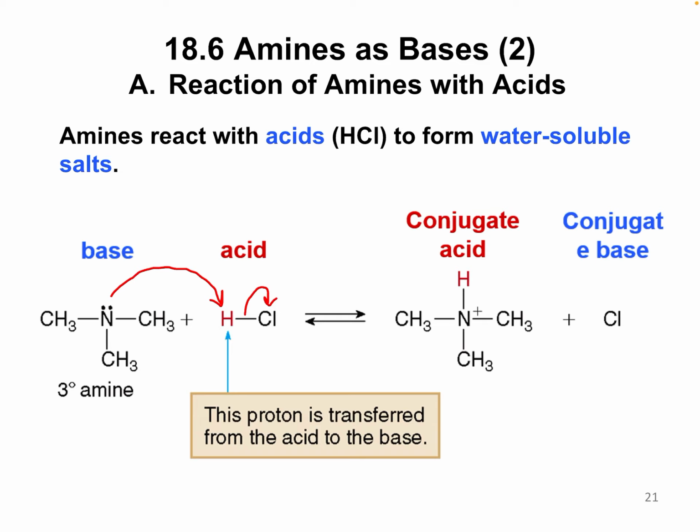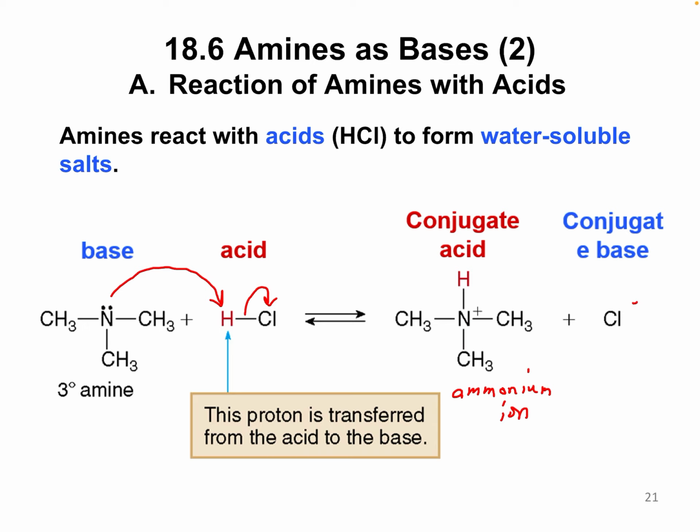So what we call amines after they have picked up that extra proton is we call them ammonium ions. We use that as a general term for amines that have an extra proton hanging out on them and a positive charge. The same way that we refer to carboxylic acids that have lost their proton as carboxylate ions, we refer to amines that have picked up an extra proton as ammonium ions.